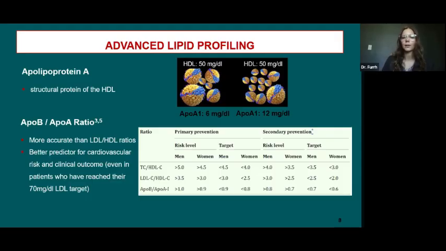So since we're counting particles, we want to make sure that we're counting more good cholesterol particles represented by the ApoA number compared to bad cholesterol particles represented by ApoB. So we want a greater number of reverse transport than lipid deposition.